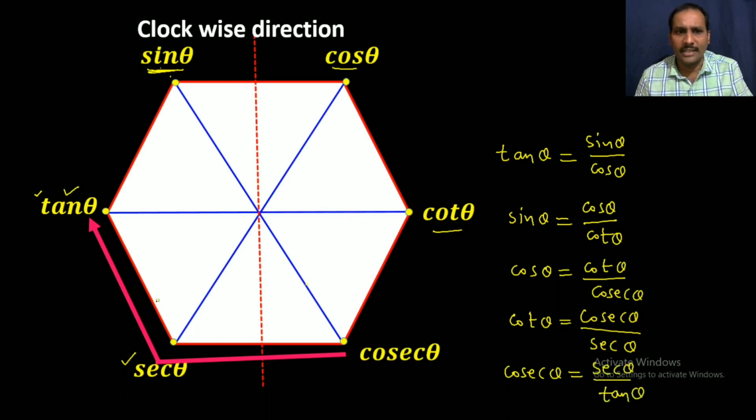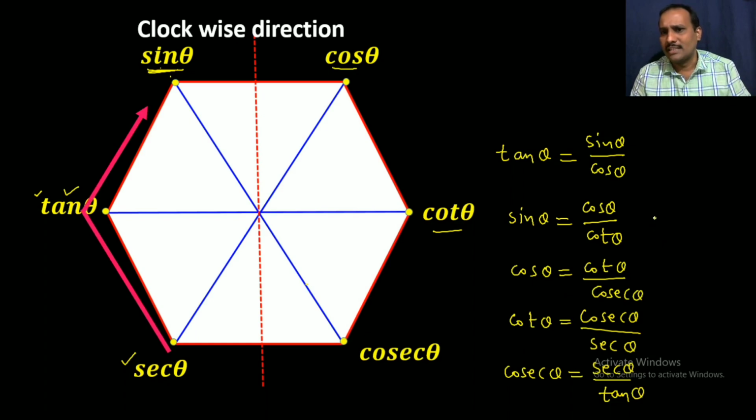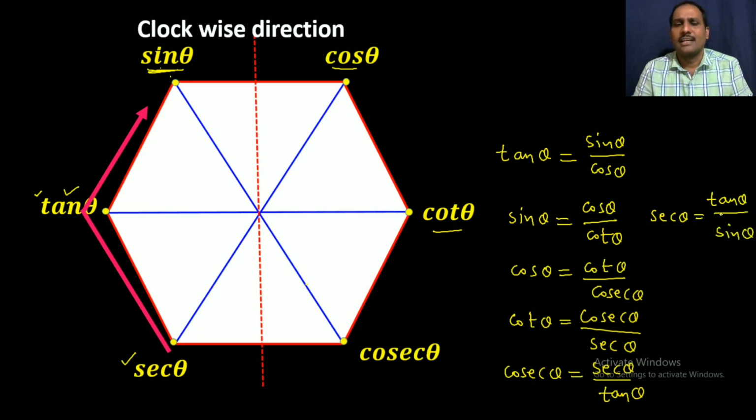So what is remaining? Secant theta. So let's start with secant theta. Secant theta is equal to tan theta by sin theta. So these are the 6 relations among the trigonometric ratios. This is when you take clockwise direction, and it is also applicable when you take anti-clockwise direction. Let us see that.